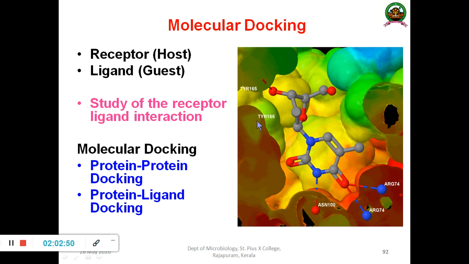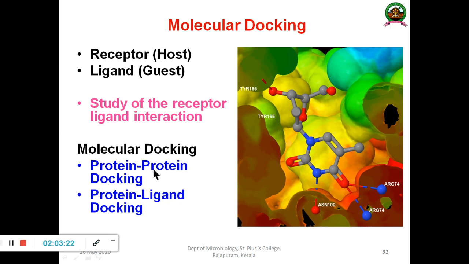Okay, then molecular docking. What is molecular docking? The study of the receptor-ligand interaction by computational method is known as molecular docking. That means the fitting of a small molecule in the groove or a pocket of a large molecule is known as molecular docking. Okay, there are 2 types of docking: protein-protein docking, that means the receptor is a protein and the ligand is also a protein. Then protein-ligand docking, this is the common docking we are going to use for drug discovery.